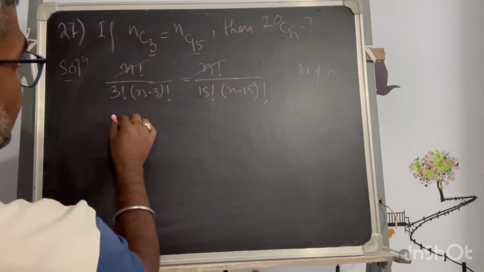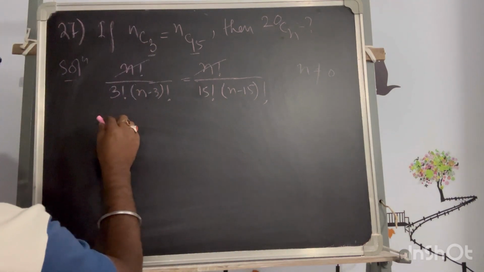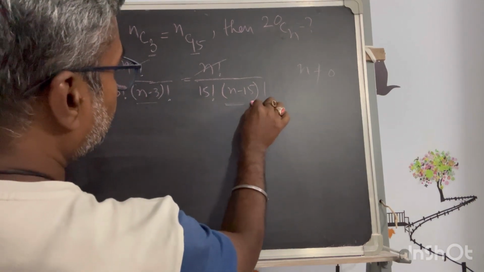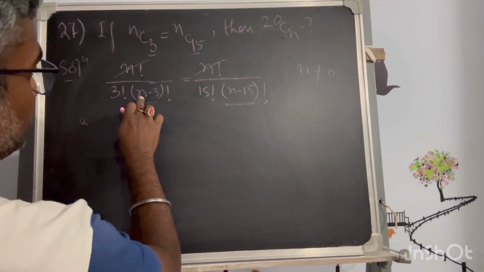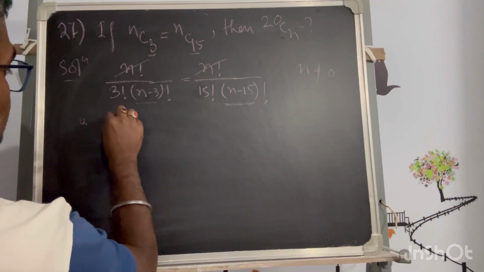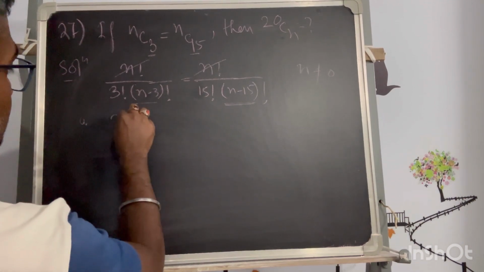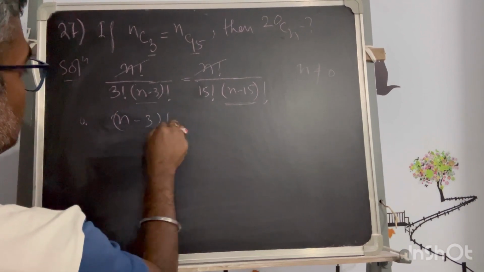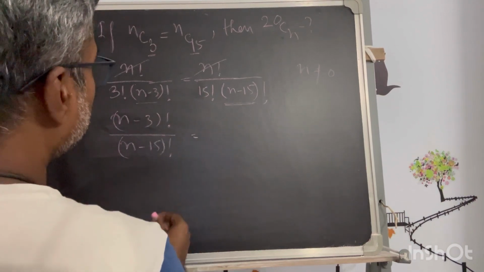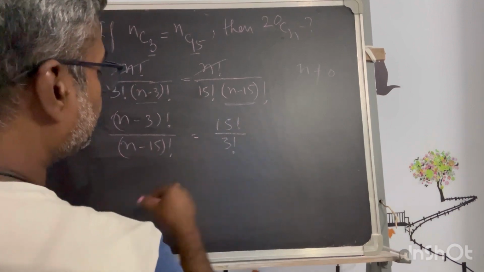Now further, if I expand it, it will be very difficult to calculate. I mean, if I bring it from n minus 3 to n minus 14 and then cancel it out, let me write n minus 3 factorial, then only you can understand what I am going to say. And this is equal to factorial 15 by factorial 3.